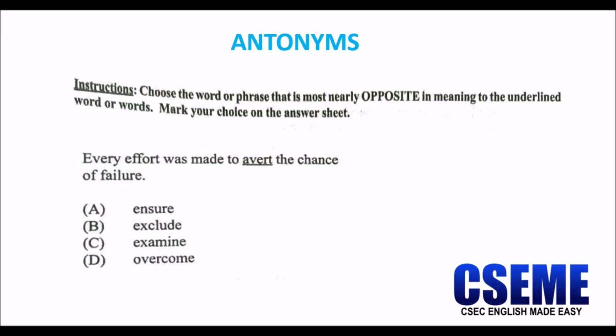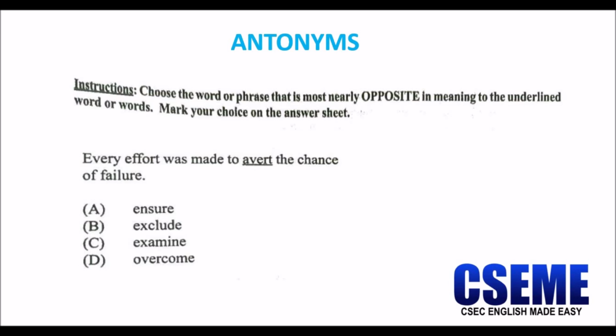Today we are doing paper one practice, and in particular we are looking at antonyms. Now, if you look at the instructions that are given, you will notice that the word antonyms is not there. However, because we know that when we're looking at opposite in meaning, we are looking at antonyms. Therefore, the entire activity is identifying antonyms, right? So let us read the instructions.